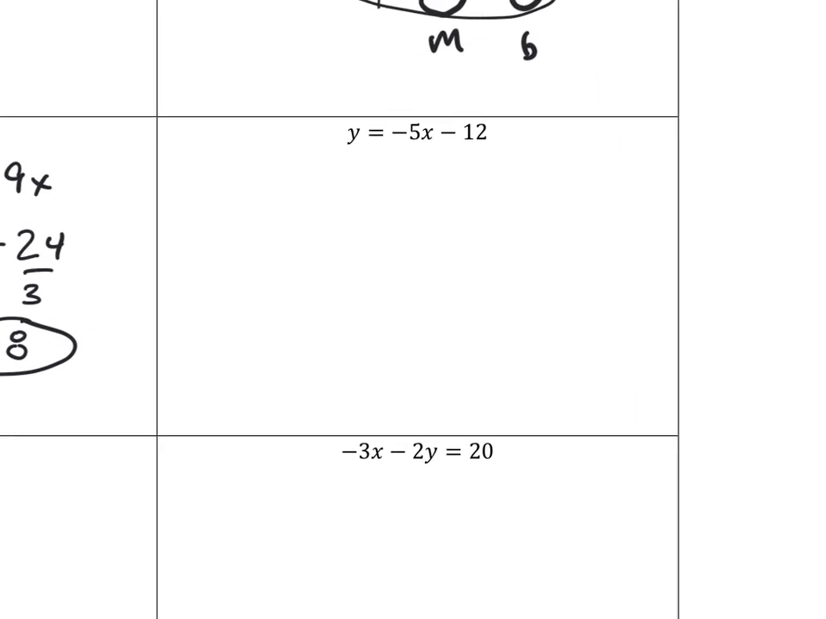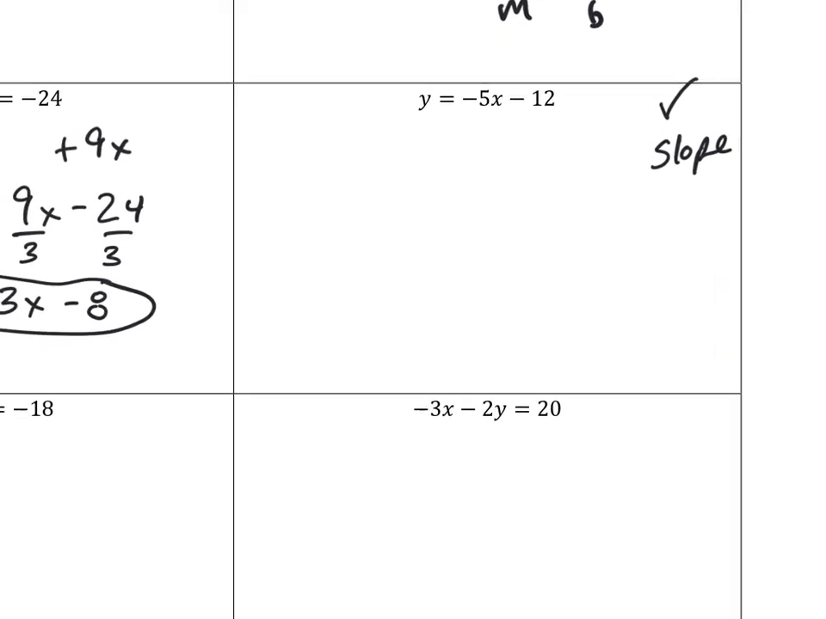Let's look at this one over here. Okay, now we've got y equals negative 5x minus 12. Slope, right? So we're done, okay? That's exactly what we wanted. That's in slope intercept, so we're going to leave it. All right? This one's slope. Y'all with me? Some of y'all might look a little confused. We good? That's slope. That's all we're trying to do.